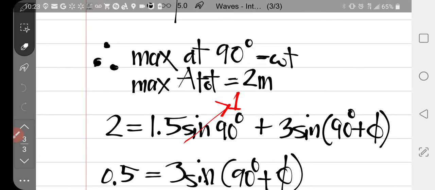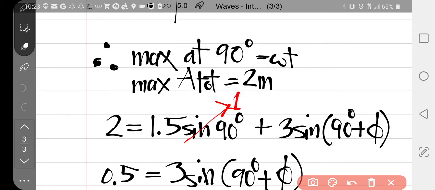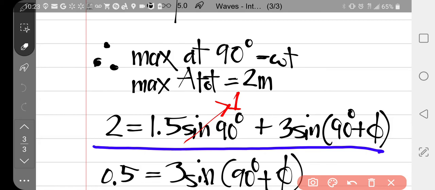Basically, you need 90 to be omega t. So we're going to plug in 90 for omega t, and we're going to say the total is 2 meters, and then we're going to solve the equation. Okay, X is 2. And then 1.5 times sine 90 degrees, which is 1, plus 3 sine of 90 plus phi.